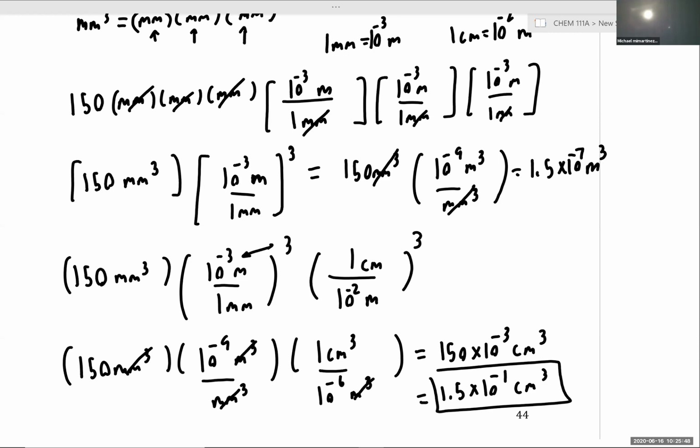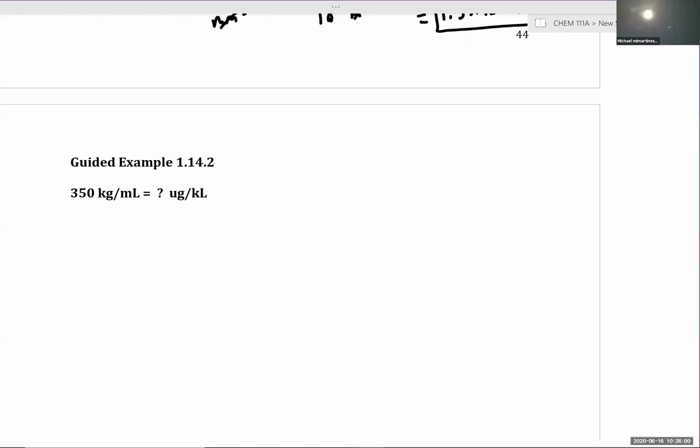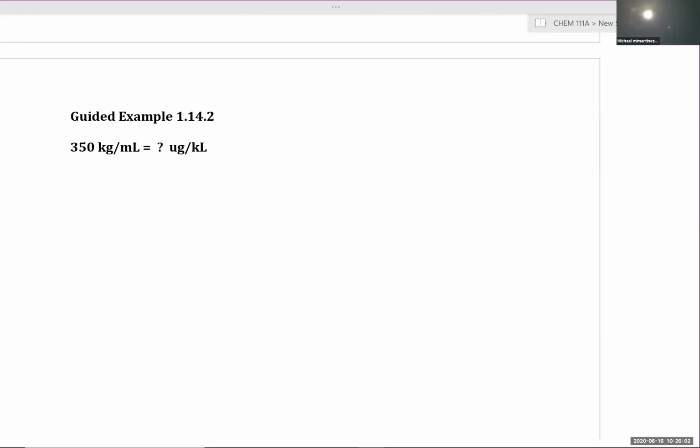Any other questions I can address? Okay, let's keep going then. And I'll do another guided example. This time we're converting a composite unit. So we're taking 350 kilograms per milliliter and we're converting it to micrograms per kiloliter.